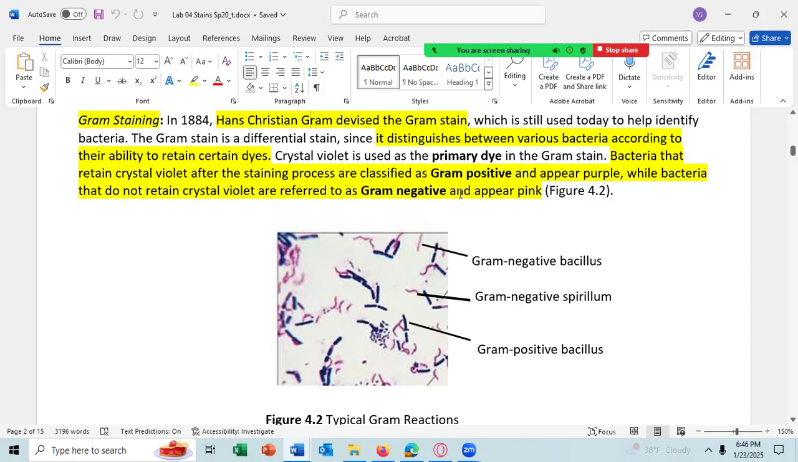The difference in the color has to do with crystal violet, the first dye used in the Gram stain, so it's called the primary dye, and whether the cell can retain the crystal violet or not. If it can retain the crystal violet, they are gram-positive cells, and if they cannot retain the crystal violet, they are gram-negative cells. Any question about any of that?